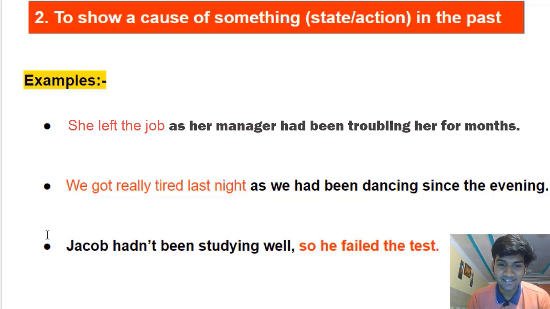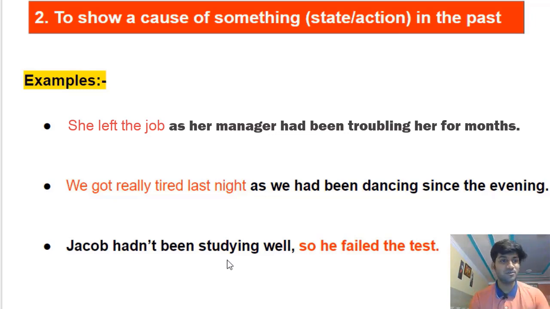Got the point? Third example. Jacob hadn't been studying well, so he failed the test. Something happened. What happened? He failed the test. Jacob failed the test. Now, why did he fail the test? What is the cause for this? He failed the test because he hadn't been doing something before it. He hadn't been studying well.